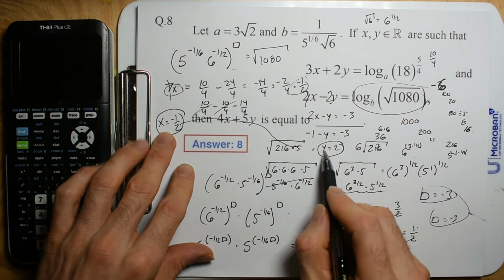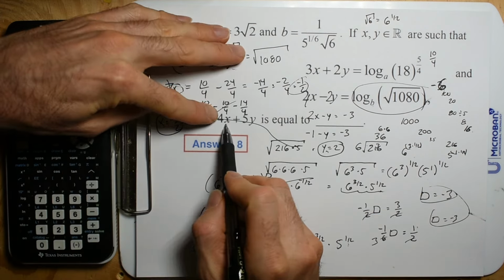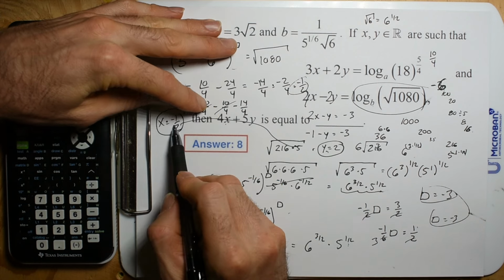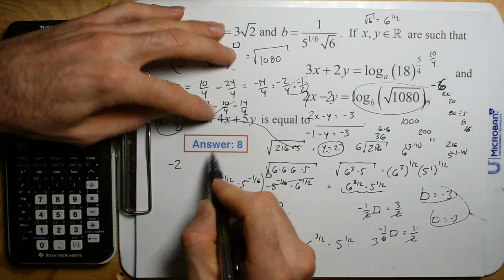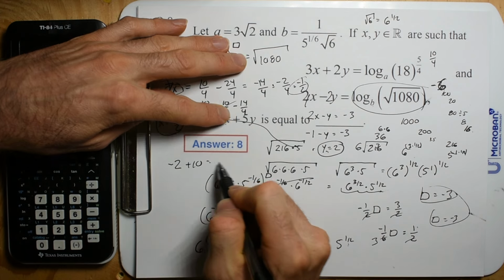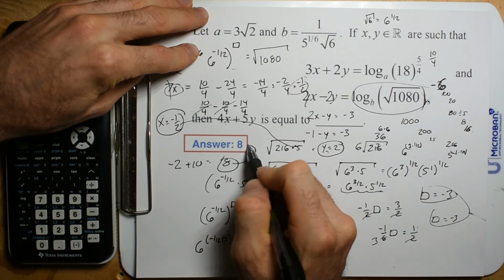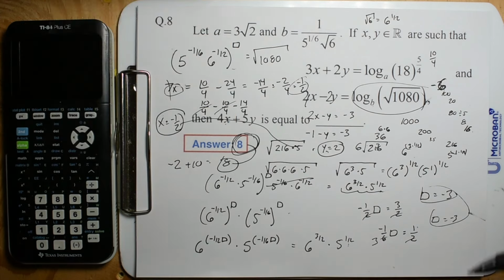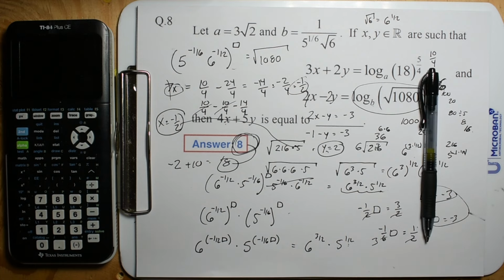Okay, so we got both x and y, and they just want to know what 4x plus 5y is. Well, 4 times negative 1/2 is negative 2, and then 5 times 2 is 10. So plus 10, and we get 8. I was pretty happy about that one. This is probably one of my best videos.